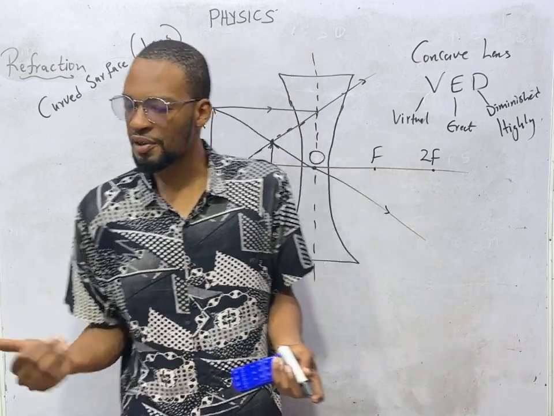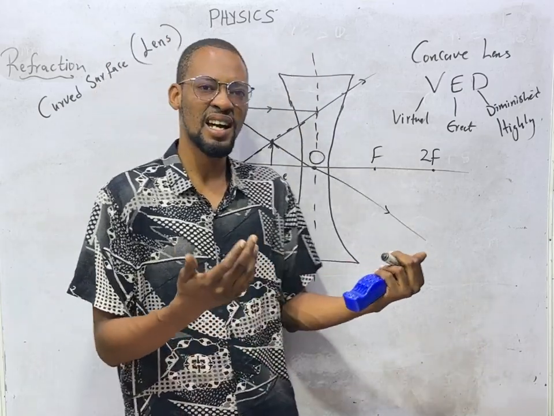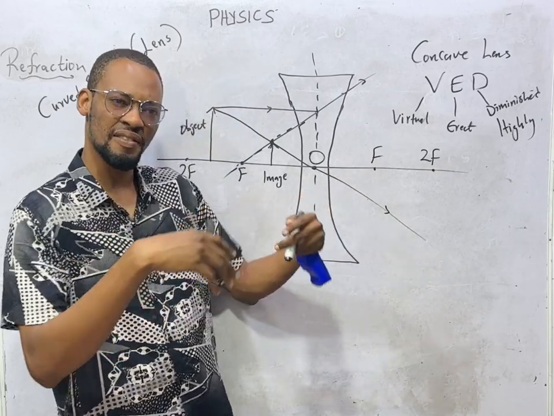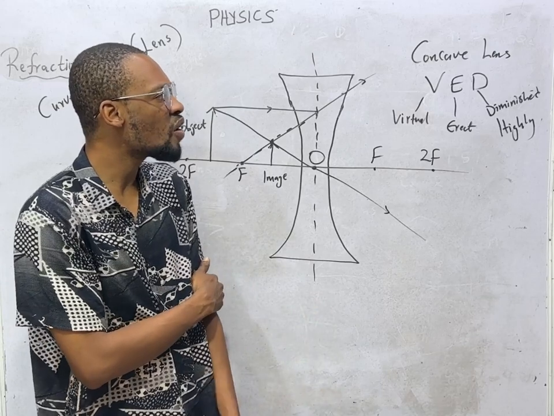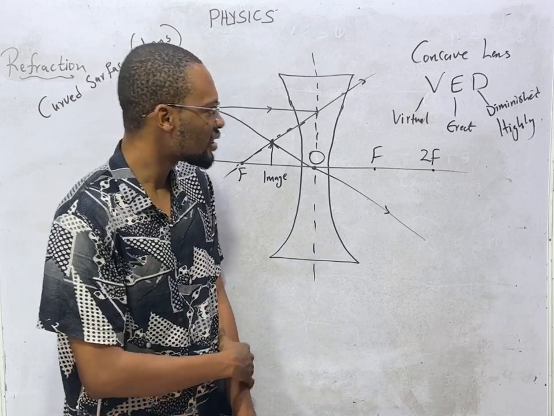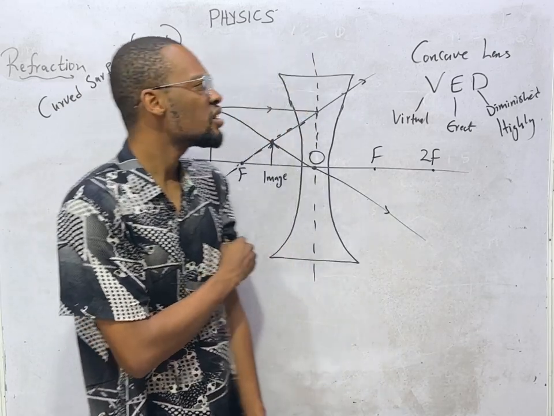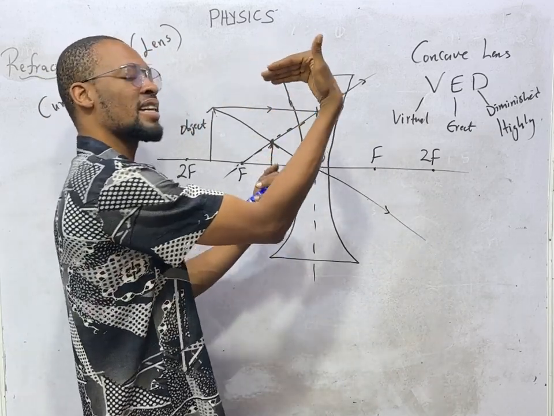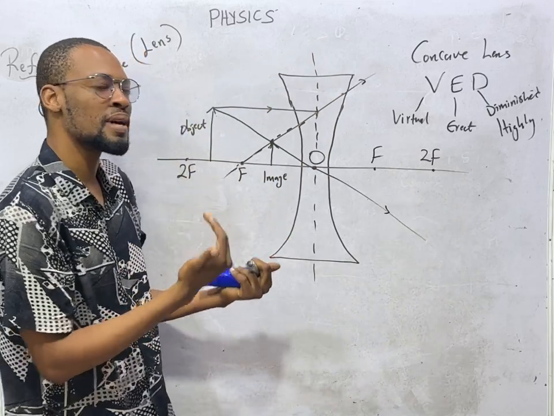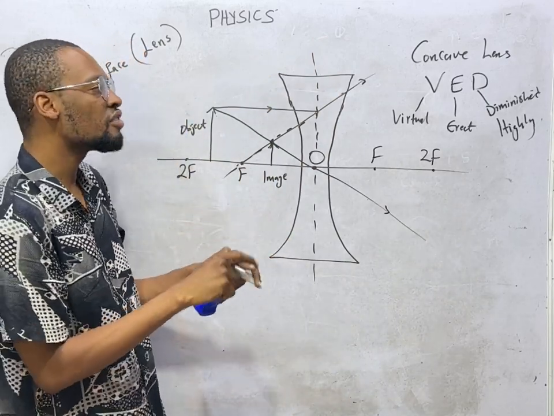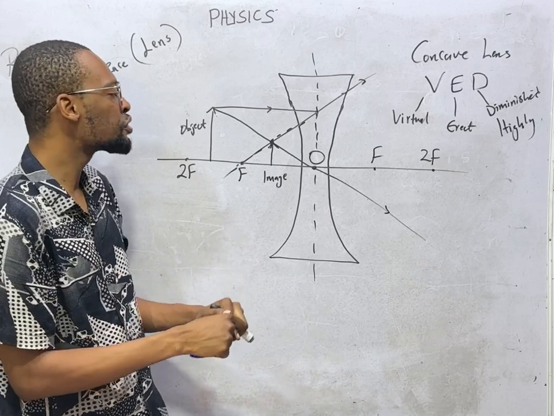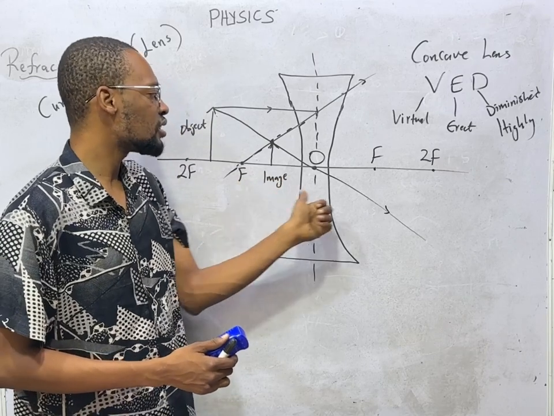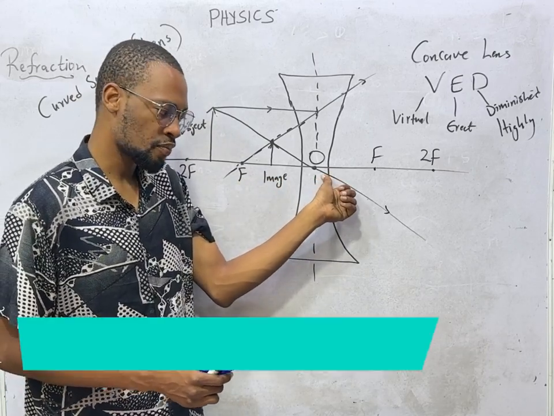So, in summary, lenses are transparent glasses that converge or diverge rays, giving us concave and convex lens. A concave lens is a lens whose outside is curved, like a cave, and the images formed by a concave lens are virtual, erect, and highly diminished. The position of this image is between the principal focus and the optical center.